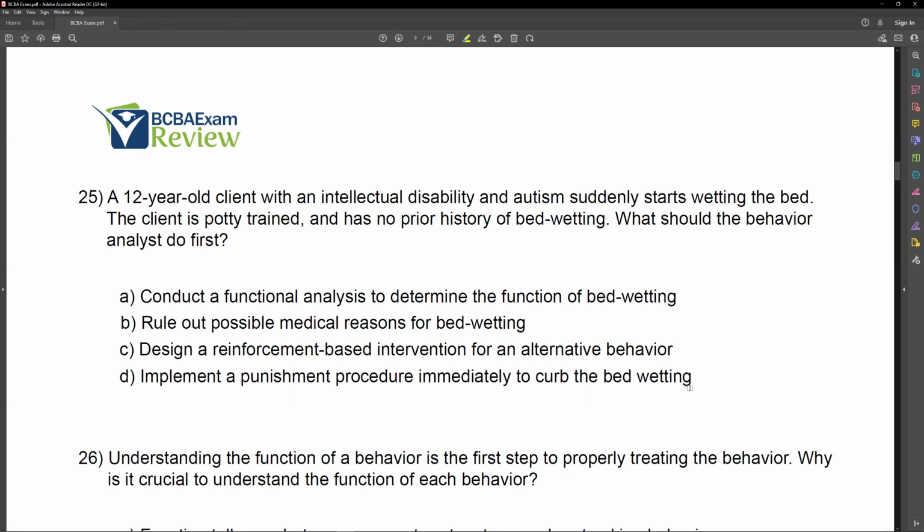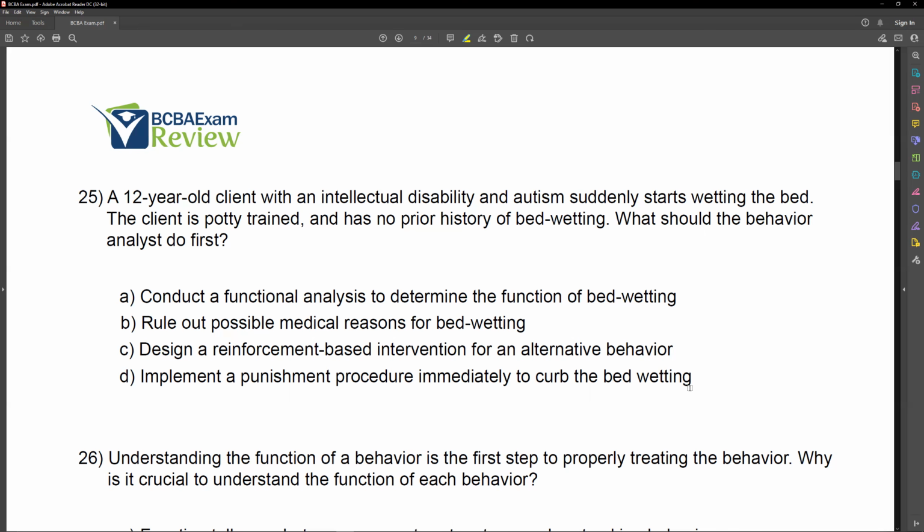Okay, B, rule out possible medical reasons for bedwetting. Yes, right. Anytime this occurs, it's a new situation, okay, a behavioral situation, right? Self-injury out of nowhere, bedwetting out of nowhere, okay? We need to rule out possible medical reasons first, okay?